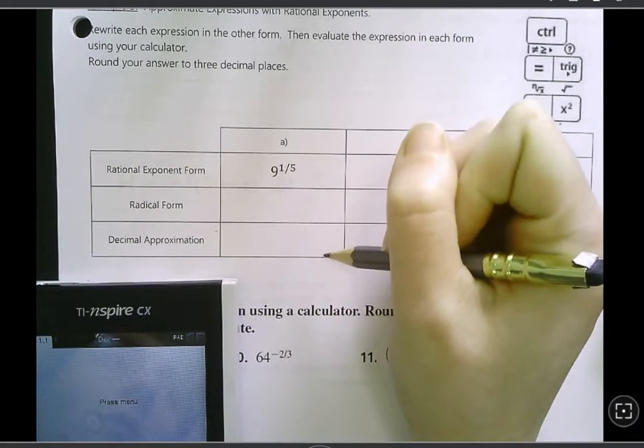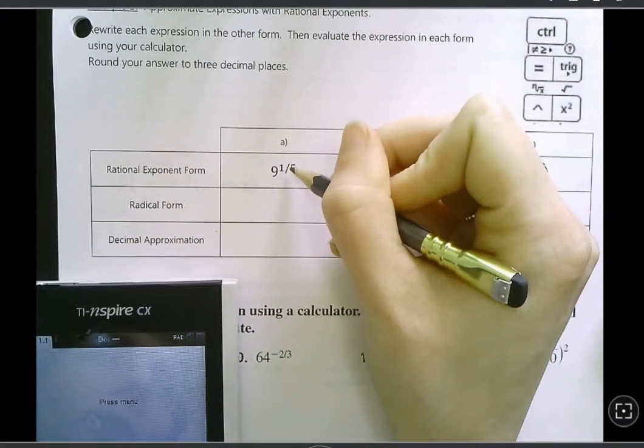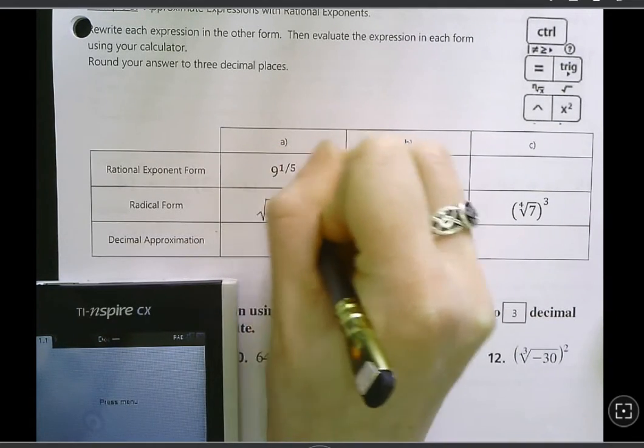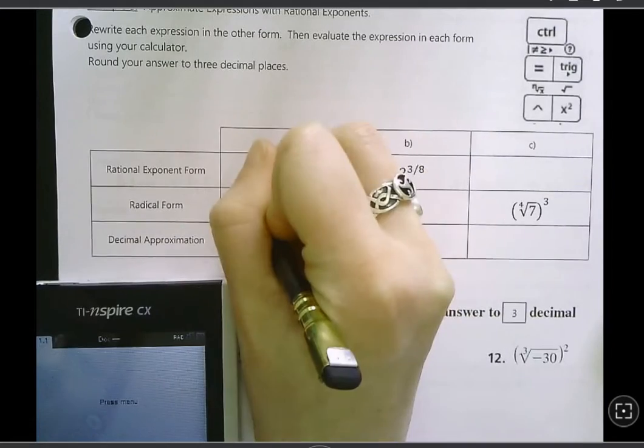So we're just going to do this first column first. I have a 9 to the 1/5 power. Well, if I want to write that as a radical, we have the square root here, 9 goes underneath, but now we have a 5th.